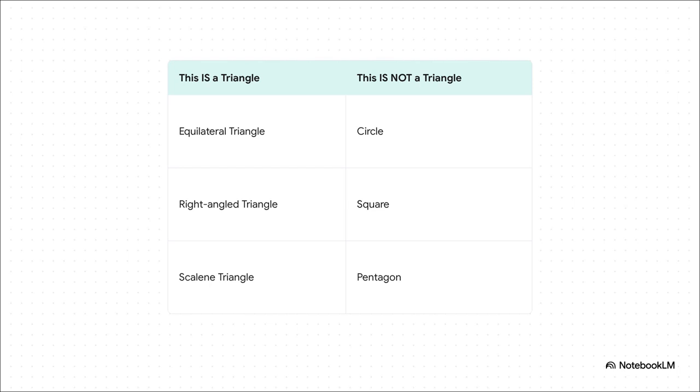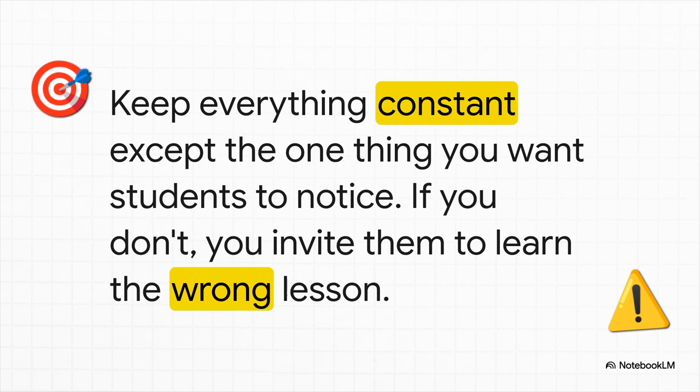Instead of only showing examples of triangles, you show them right next to things that are explicitly not triangles. Now the student's brain can do that critical job of comparing and contrasting. The concept of triangle suddenly becomes crystal clear, not because of a definition, but because of the sharp contrast. Okay, that idea of contrast leads us perfectly into rule number 2.